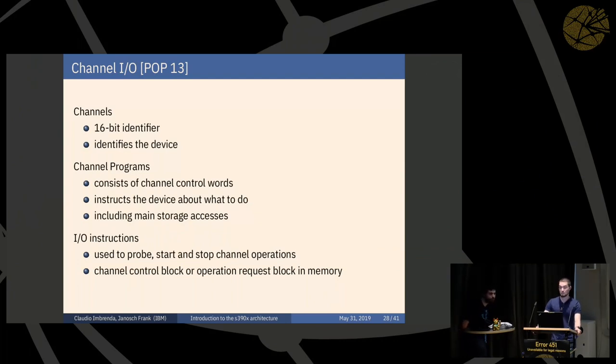Each channel has a 16-bit identifier which identifies the device, and this channel executes channel programs. They consist of channel control words, and they basically tell the device, well, I want some I/O from this disk, how much I/O do I want, and where to put it. We have instructions which manipulate the channel to do the I/O, and at the end we get I/O interrupts on every CPU that's enabled for an I/O interrupt, and they can then choose to take it or leave it. So normally, we don't have directed I/O interrupts onto specific CPUs.